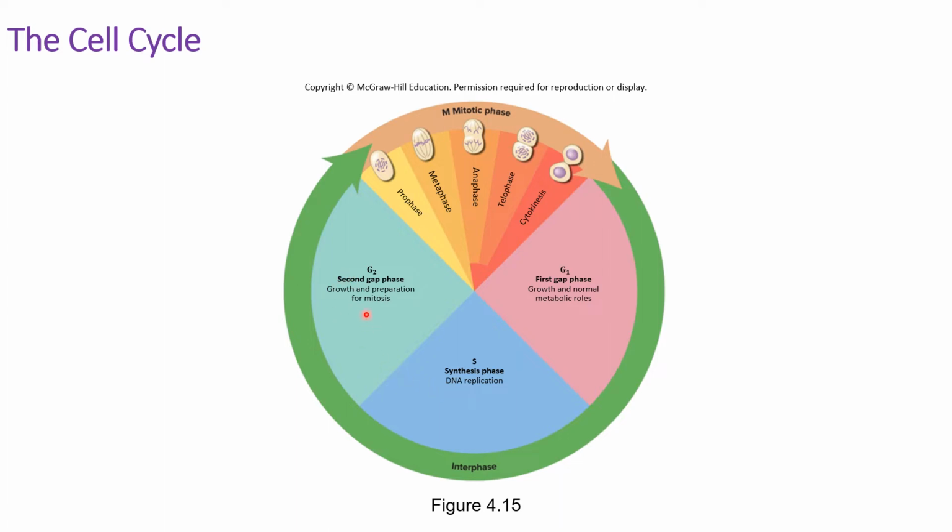Then the last stage of interphase is called G2. And again, this is just more growth occurring, and you're going to get an increase in metabolism during this phase because we're starting to prepare for mitosis at this point. After G2, you will then enter mitosis. And so then we will encounter prophase, metaphase, anaphase, telophase, and then cytokinesis, which I think I forgot to mention on the last slide. Okay, but we're going to go through all these.